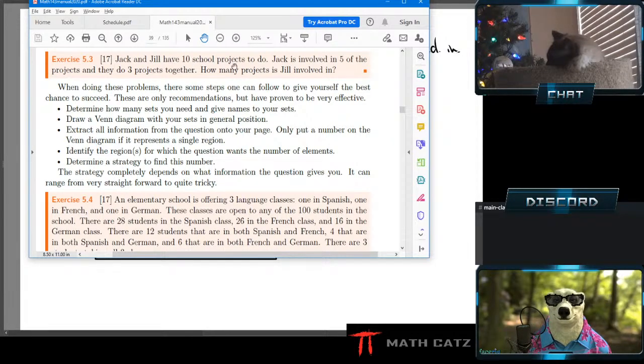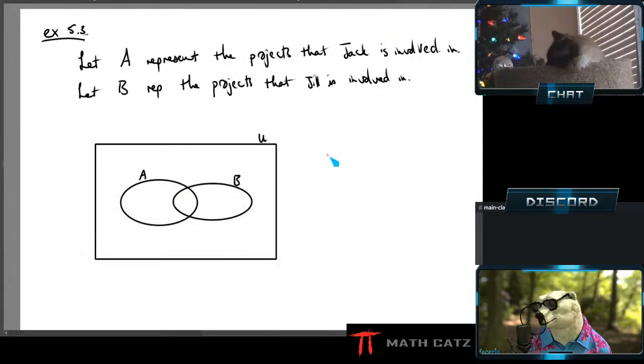Jack and Jill have 10 school projects to do. That means if I pool all of their projects together, I'll get 10. Now, I'm not going to put the 10 there, or there, or there, or there, because it's a collection of more than one region. And I'm going to forget what that 10 represents. So I'll just put it on the side because they're giving me information about the union.